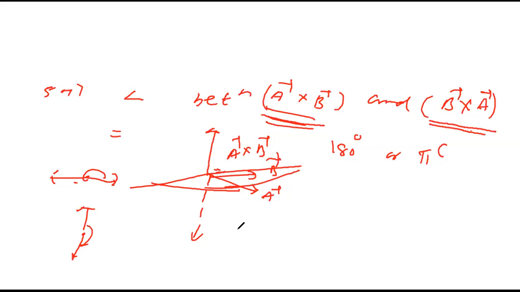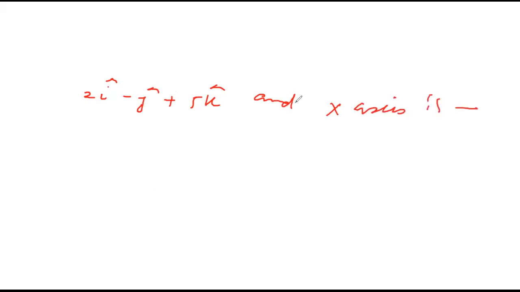Question 58. A vector perpendicular to both the vector 2i cap minus j cap plus 5k cap and the x-axis is a vector which is perpendicular to both this vector.